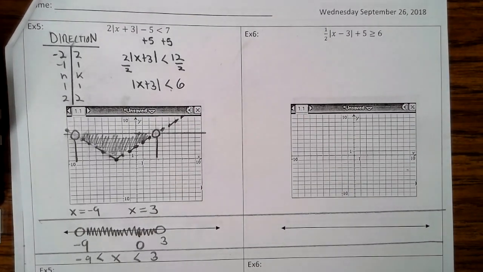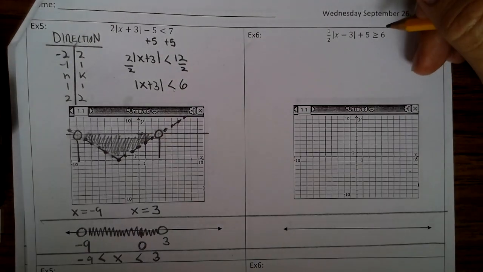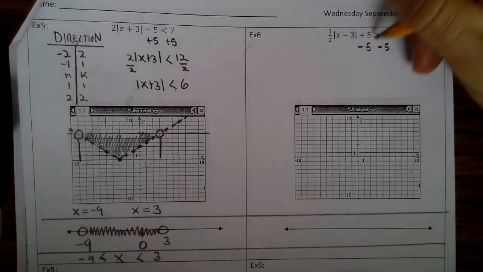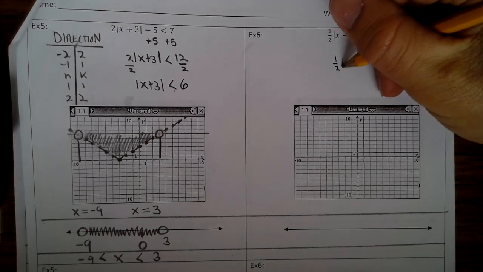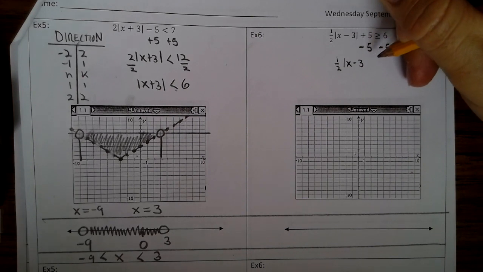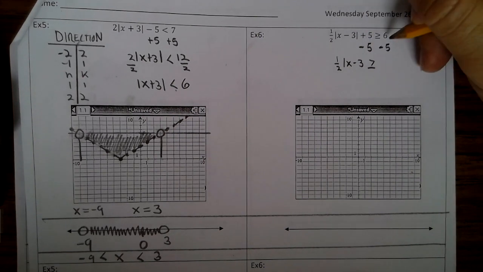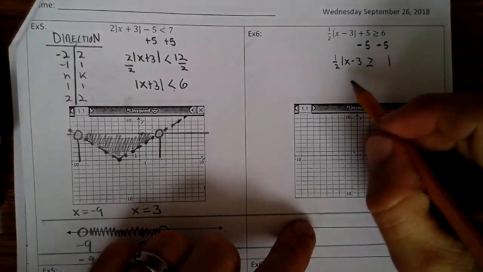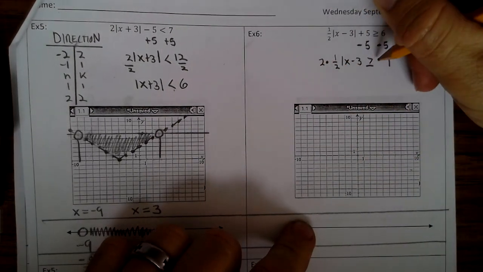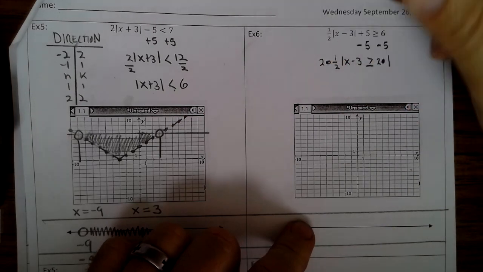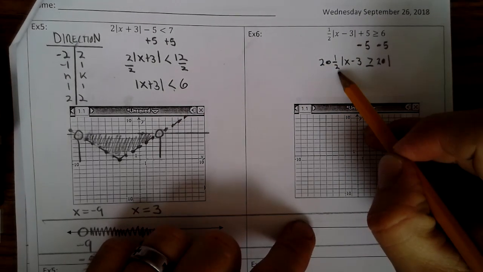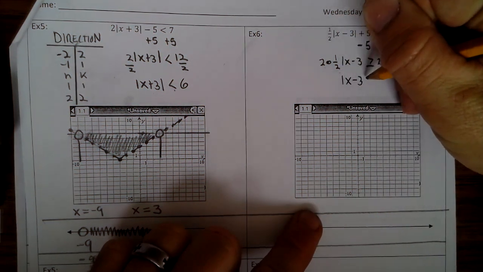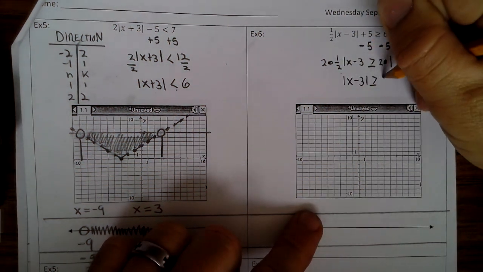All right, example 6. So the first thing you do is isolate the absolute value. So we subtract 5 from both sides. That becomes 0. You get 1/2 |x - 3| greater than or equal to 6 minus 5, which is 1. And then we have to multiply both sides by 2. And the reason being, 2 times 1/2 is 1. Well, it becomes 2 divided by 2, which is 1. So you're left with the absolute value of x minus 3 greater than or equal to 2 times 1, which is 2.